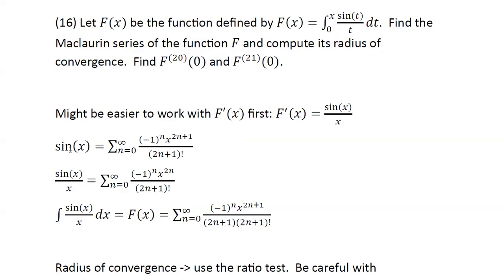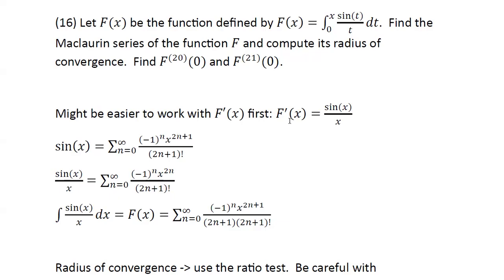So to get from sine x to sine x over x, we just divide by x on both sides. So divide by x on the left-hand side, that's just sine x over x. Divide by x on the right-hand side. Well, we are dividing each term by x. So by properties of exponents, it's x to the 2n plus 1 minus 1, because we're dividing by x. So this simplifies to x to the 2n. Okay. Now, remember, we can differentiate and integrate power series. So this is the power series representation for F prime.